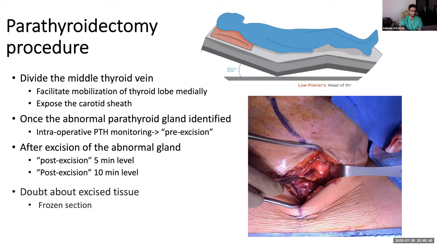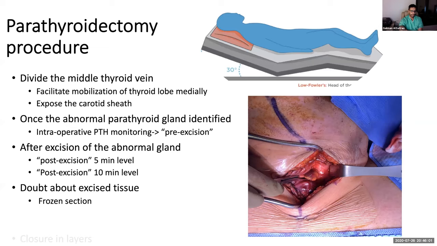Okay? If you have any doubt about the tissue you removed, always send the frozen section, because believe it or not, a lymph node or thyroid nodule would sometimes look exactly like a parathyroid. And a lot of people, including me, have been fooled. And then closure in layers.